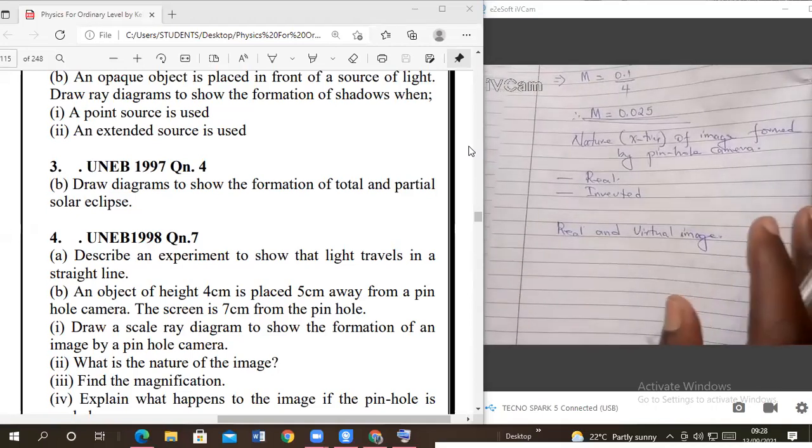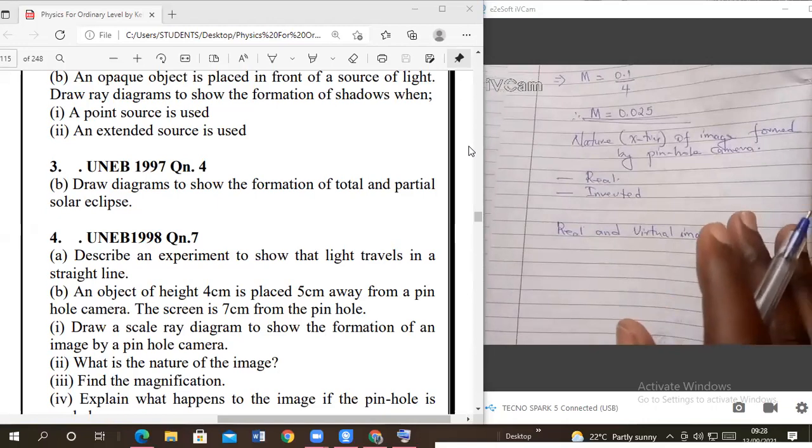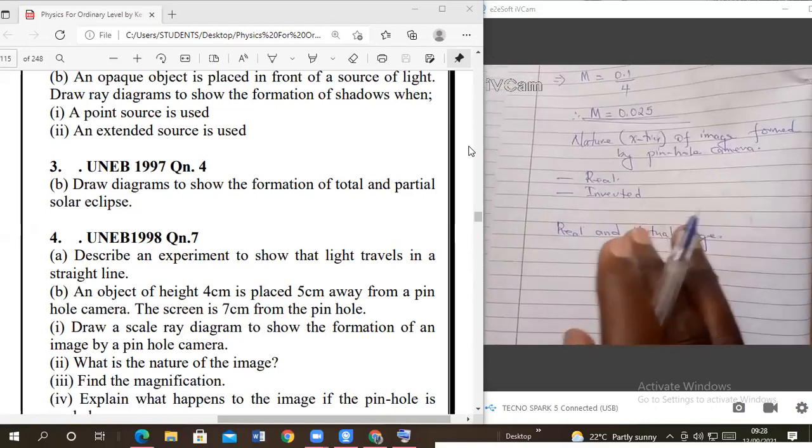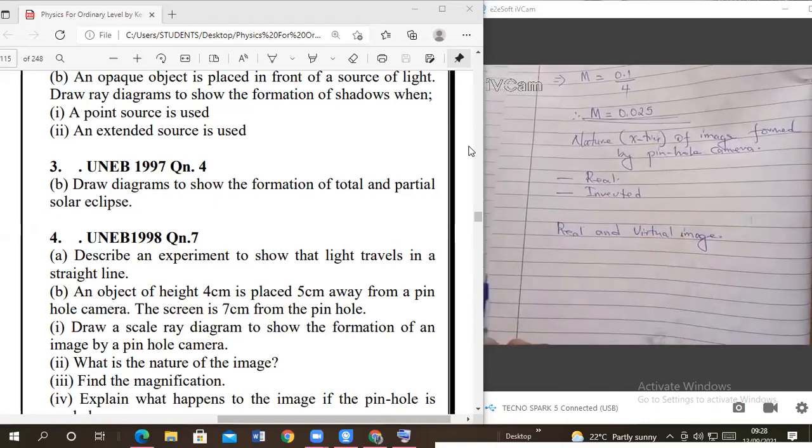Members, when we talk of a real image, a real image is the one which is formed on the screen. Take for example, you are looking at yourself through a dressing mirror, like Patricia was saying. When you are 20 centimeters away from the dressing mirror, your image will also appear to be 20 centimeters away behind the mirror. So you see that it's not on the screen, but behind.